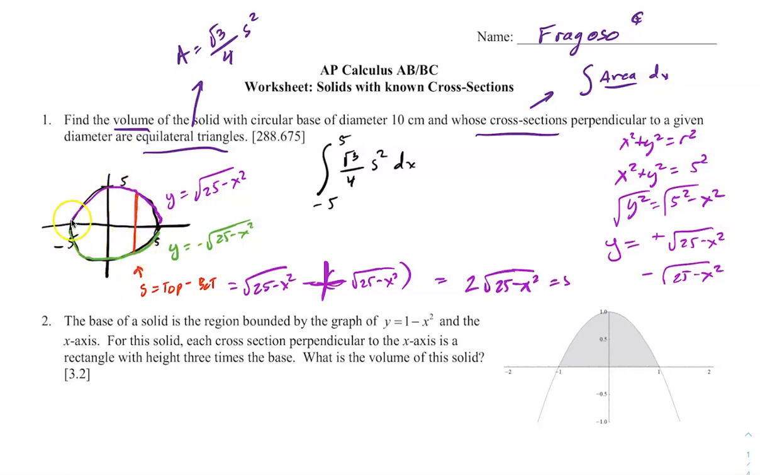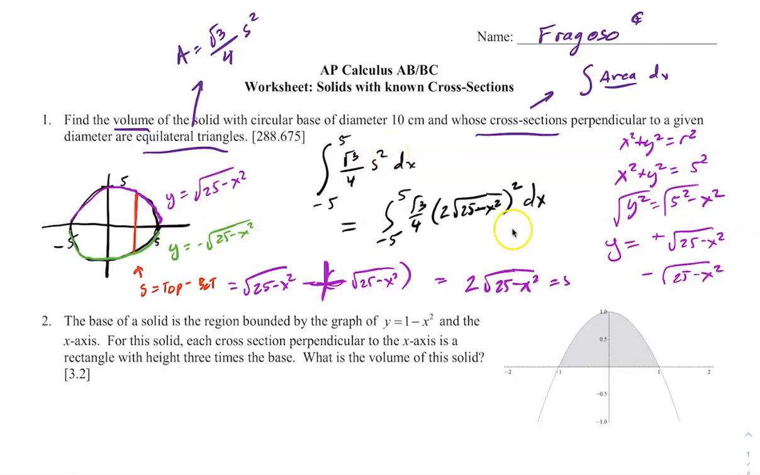So it's top equation minus bottom equation. So top minus bottom gets me this guy. Plug that in for s, and then we're done. All we have to do now is sub that into our calculator. So I get negative 5 to 5, rad 3 over 4, and then I plug all this in, 2 square root of 25 minus x squared. And remember, that is my s, but the s is squared, so it's going to be squared out here, and then dx.